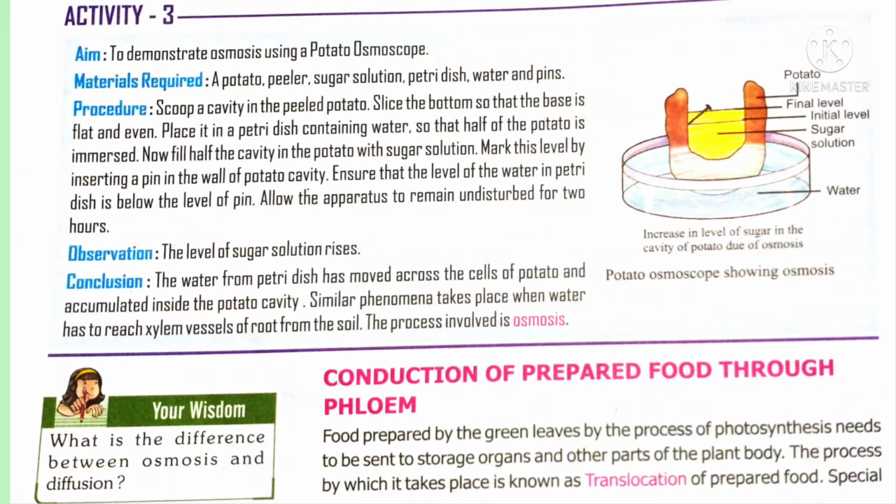Next we move on to Activity 3 to demonstrate osmosis using a potato osmoscope. The materials required are a potato peeler, sugar solution, petri dish, water, as well as pins. Here, what we have to do is take a potato and make a cavity inside the potato, and also cut the base of the potato so that the potato will fit well into the base of the petri dish. The petri dish is made of glass, in which you are going to take water.